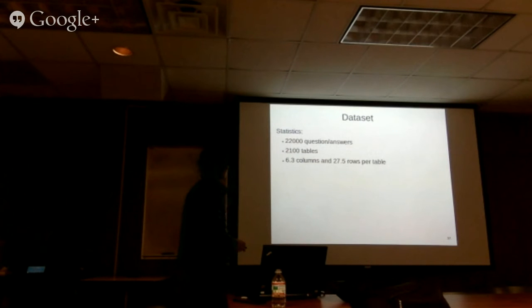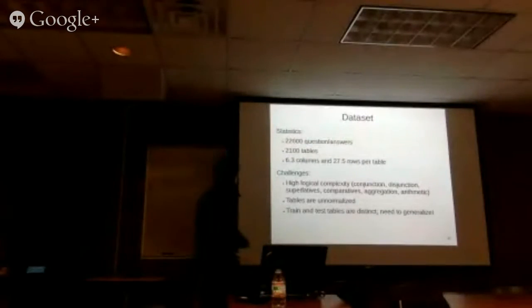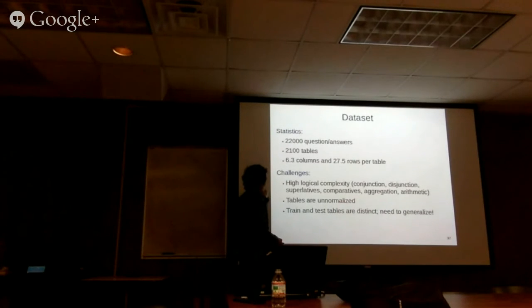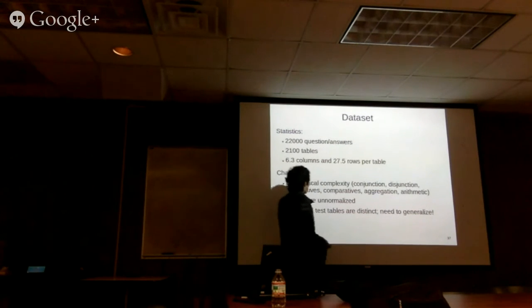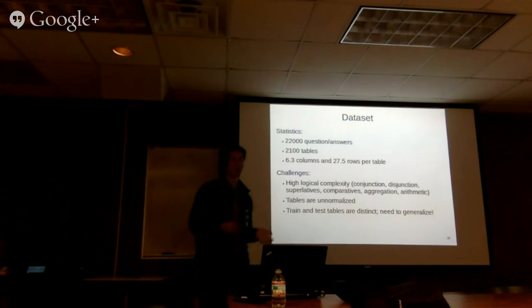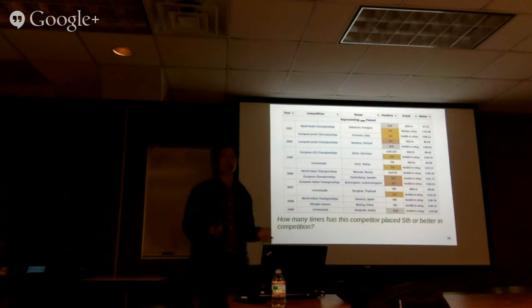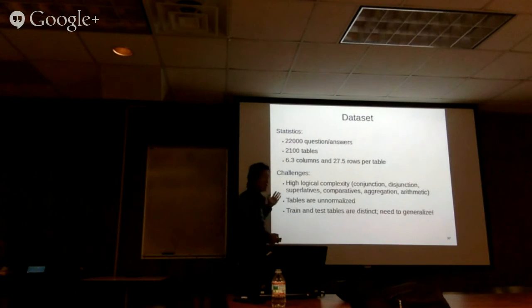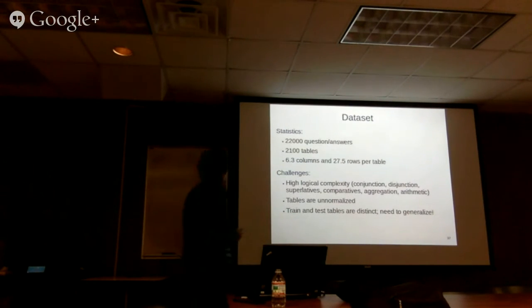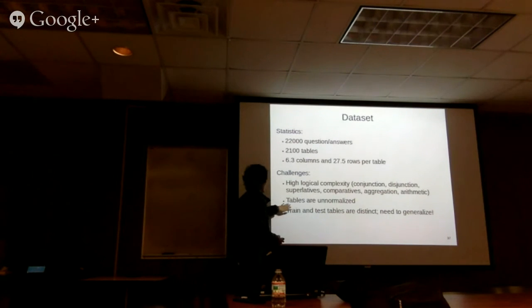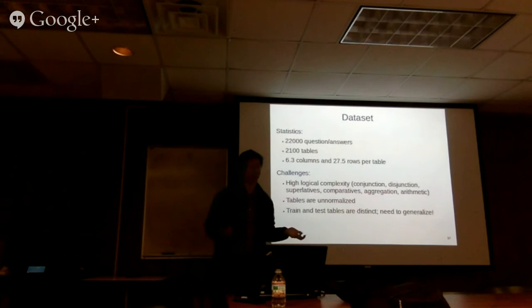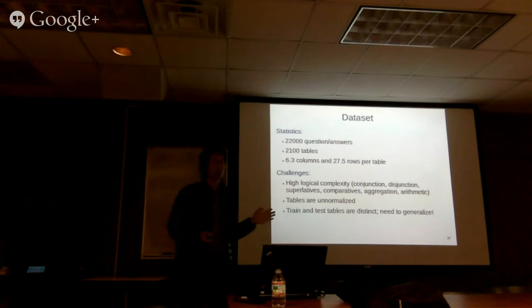We gathered 22,000 questions and a bunch of tables, and we're really trying to do two things at once here. We're trying to tackle language which has pretty high logical complexity, so you can join, disjoin, use superlatives, comparatives, you can aggregate, you can use arithmetic, and so on. We gathered this data set by asking Mechanical Turkers to write trivia questions about these web pages, and they were rather good at generating questions which are more compositional than your average questions. The other challenge, which I mentioned before, is that these tables are unnormalized. They're not completely crazy because these are all Wikipedia tables, but there's still quite a bit of variation in the schema.